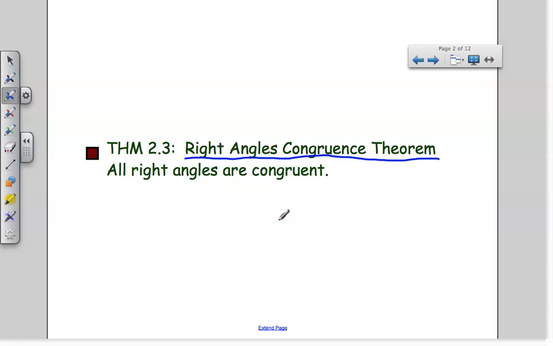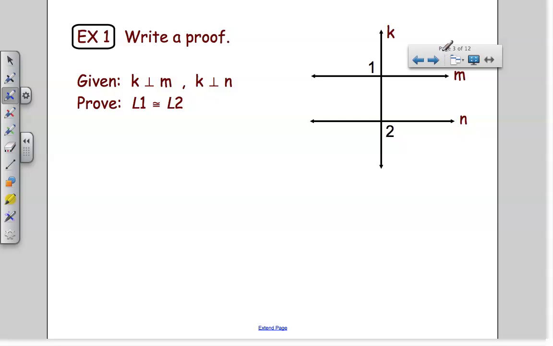If I knew angles 1 and 2 were right angles, I would say they both measure 90 degrees. Therefore, they'd have to be equal or congruent to each other, since they were both 90 degrees by transitive property, because two things are congruent to the same thing, they're congruent to each other. But if you ever have two right angles in a proof and you need to say they're congruent, right angles congruence theorem, we're going to see that right here.